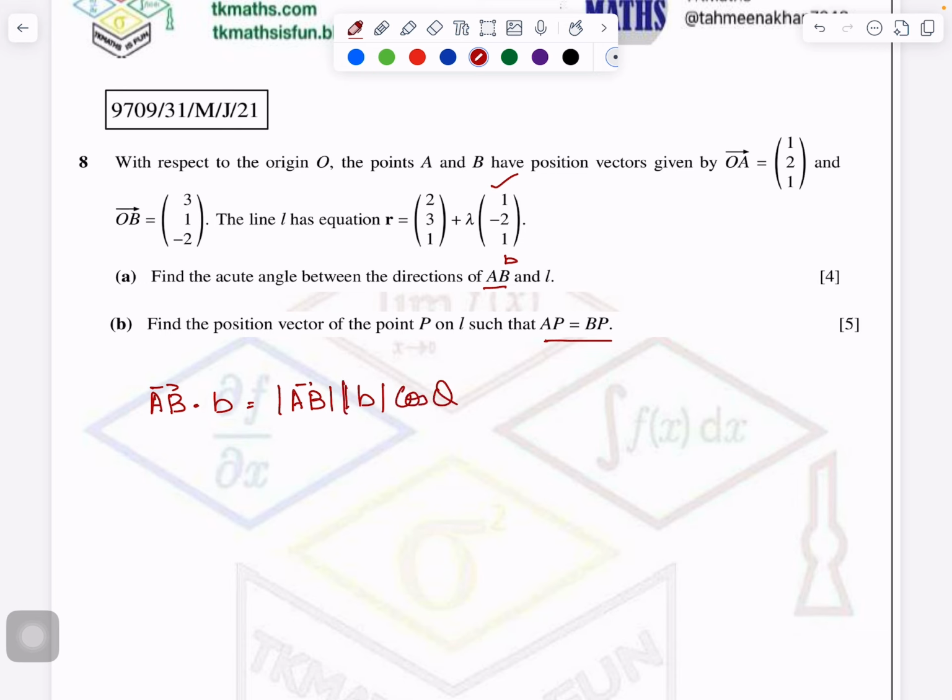So we need to find out vector AB first of all. So let's find it out. Vector AB is equal to OB minus OA. You know this, how to change vectors into position vectors. OB is given to you, which is 3, 1, minus 2.